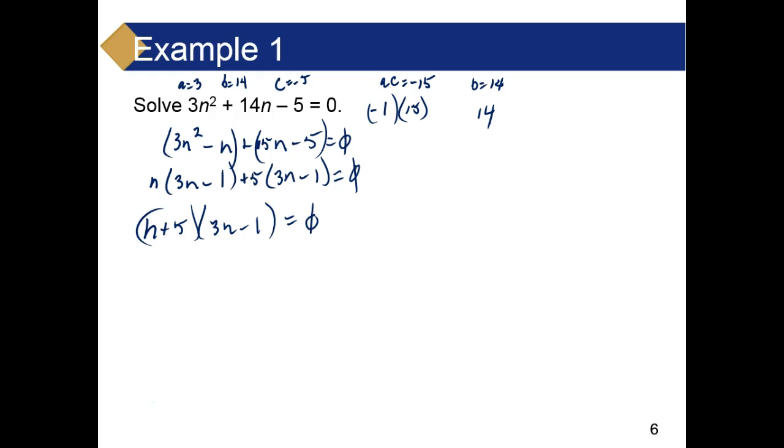Let's just see if it works. N times 3n is 3n squared. Minus n plus 15n plus 14n and minus 5. Yes, for sure it works. Okay? Now, what do we do now? It says solve it. Have we solved it yet? No, all we did was factor it. What do we do now?